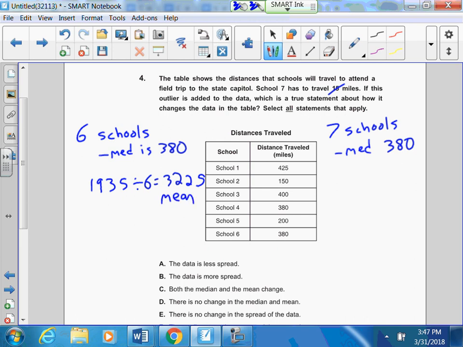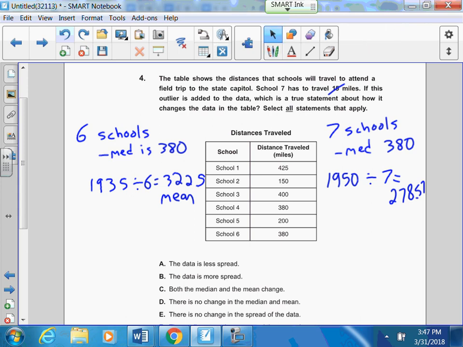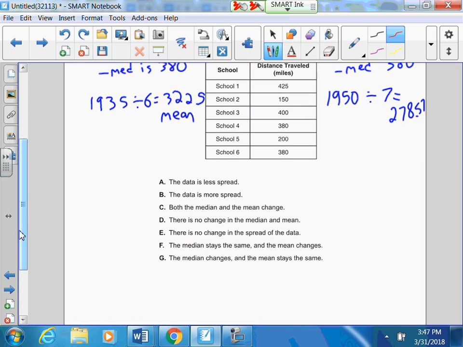Now for adding the 7th school, you're just going to take 1935, and then you're going to add 15 to that, so you get 1,950. And you're going to divide by 7 because you added a 7th school. And then that's going to give you 278.57. And that would be the average or the mean for the 7 schools. So what happened with the mean when you added in that 7th school that only has to travel 15 miles? Well, the mean decreased.